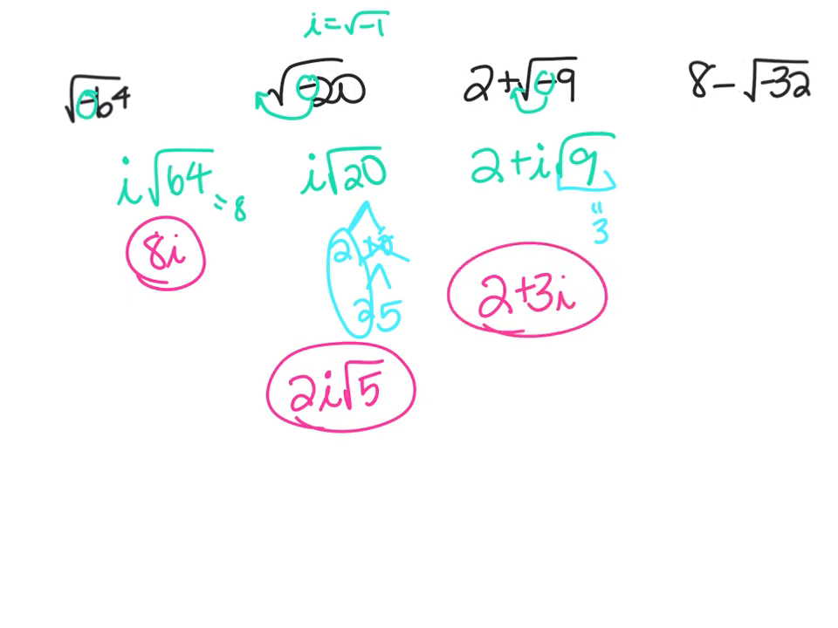Last one here, same deal. The 8 is outside the radical. It's by itself. It is our real part. That doesn't affect it. What we care about is getting this negative out and then simplifying the square root. So this turns into 8 minus i root 32. But now we have to simplify that root 32. It is not a perfect square, so we can break it down.